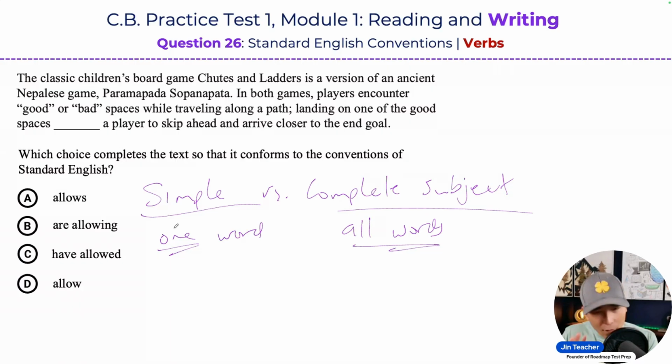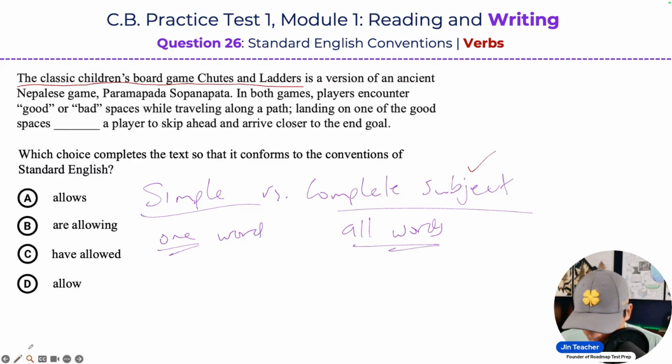I know it's kind of vague right now, and it'll become a lot clearer when we take a look at some examples. So if we take a look at the sentence here, the classic children's board game Chutes and Ladders is a version of an ancient Nepalese game. Here, you guys, the complete subject in this first sentence is the classic children's board game Chutes and Ladders. That is my complete subject. It's all of the words that make up the entire subject in the sentence, okay?